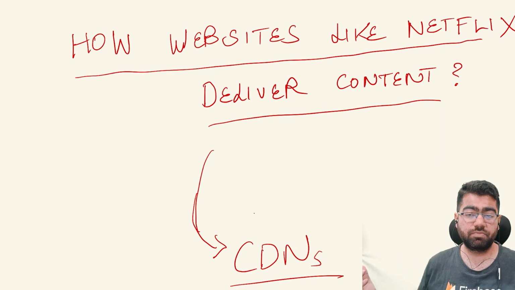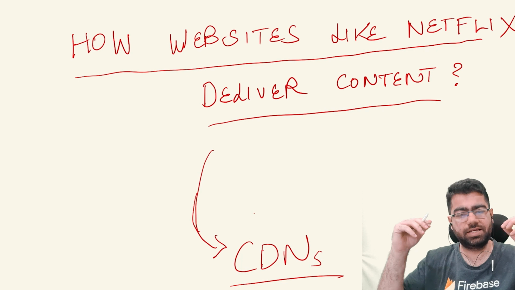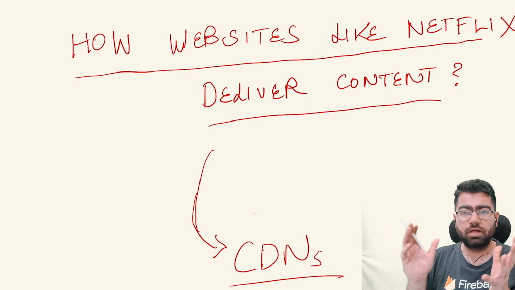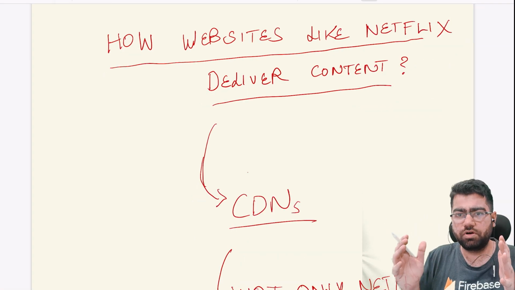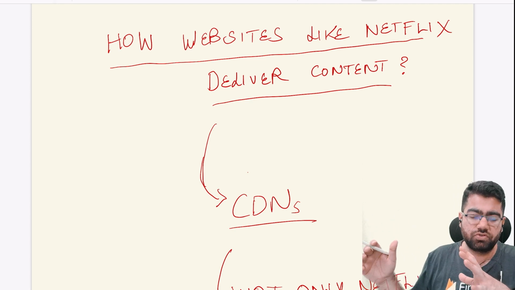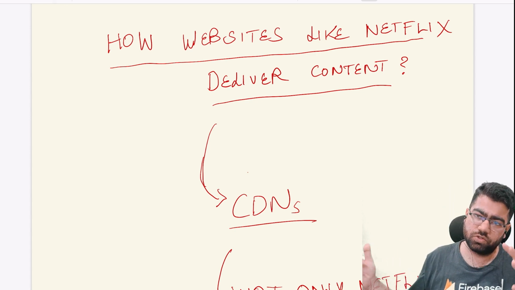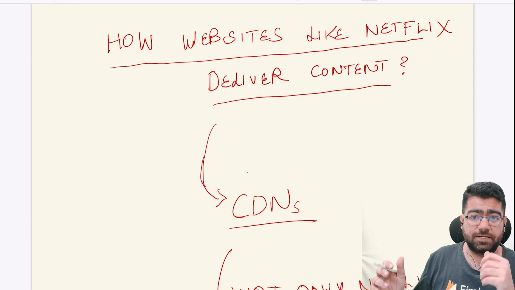This episode of System Design Basics will talk about how CDNs work, how websites like Netflix work, and how they are able to deliver good quality content at a very high speed. You can easily stream videos nowadays on Netflix, YouTube, whatever, at a very high speed. So how do these work? What is the role of CDN in these cases?